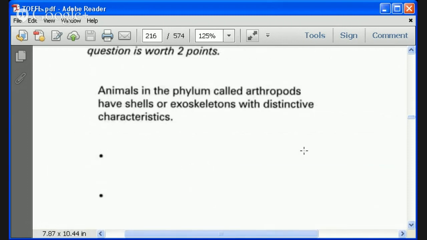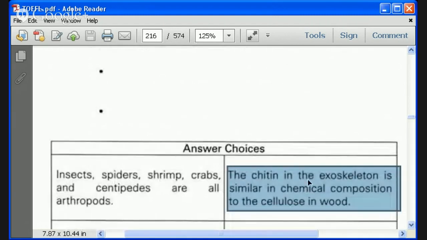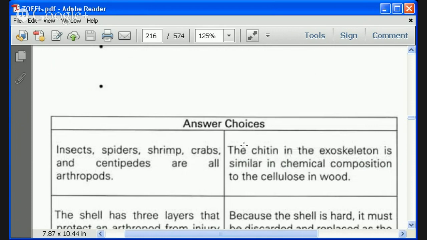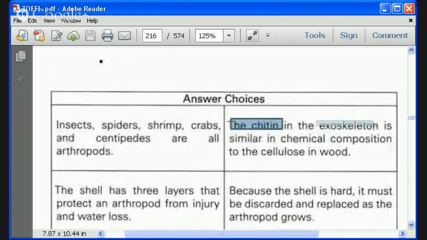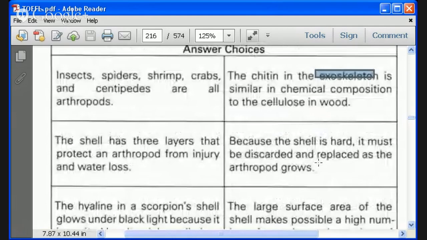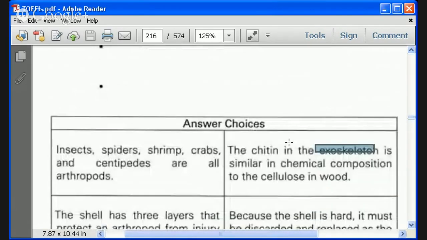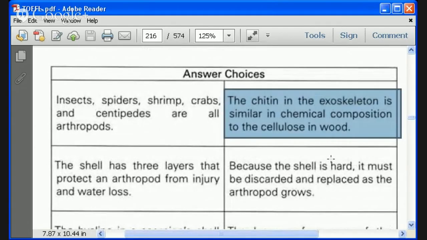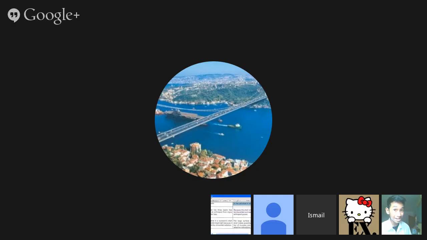Okay. It is a specific attribute or characteristic of the shell. It's talking about the chitin, which is a very specific attribute or characteristic of the exoskeleton. But at least it is a characteristic of an exoskeleton. Yes. I wouldn't discard this one immediately. Maybe we see the other choices. Yeah, right.